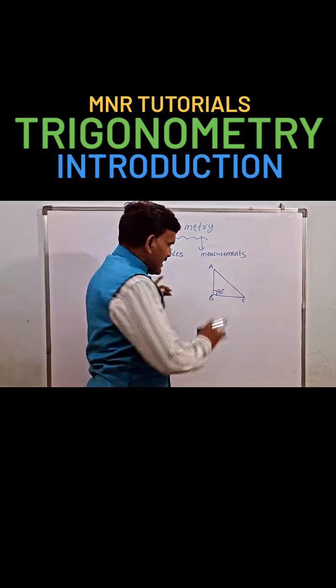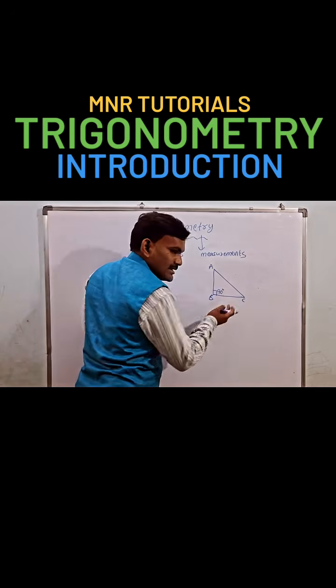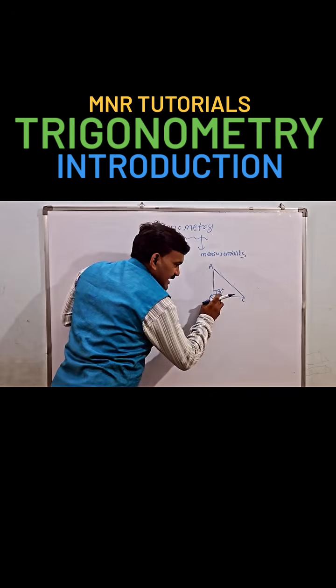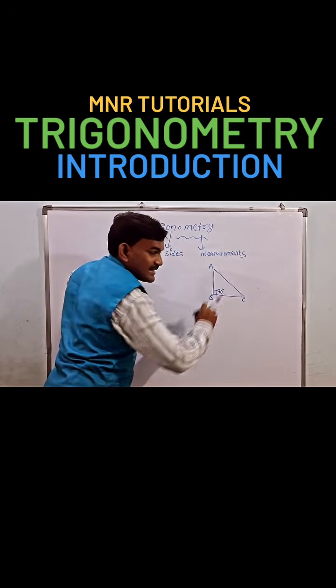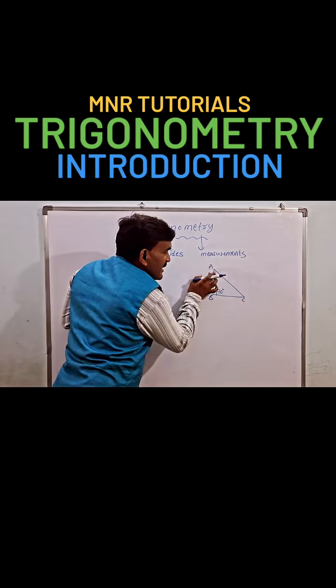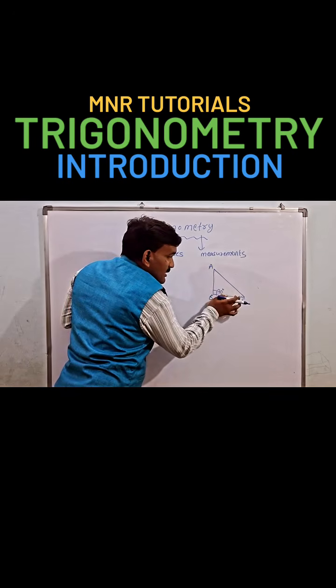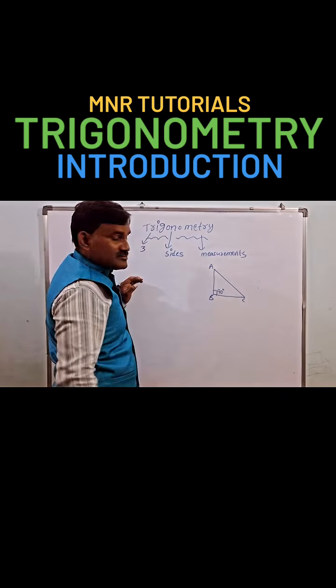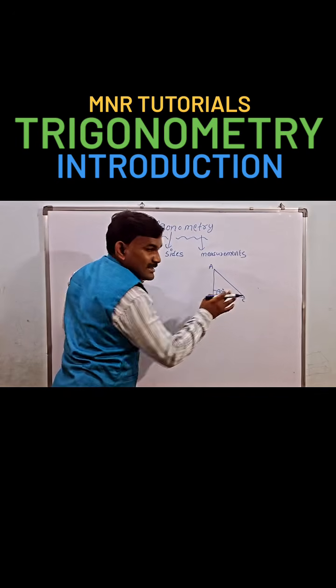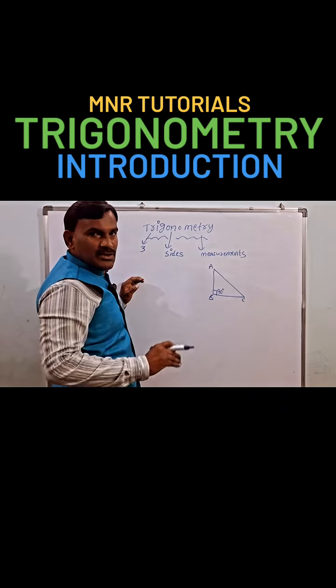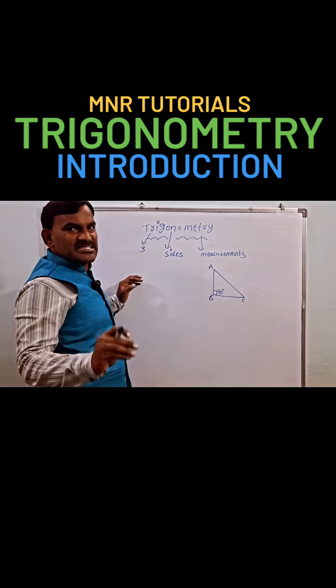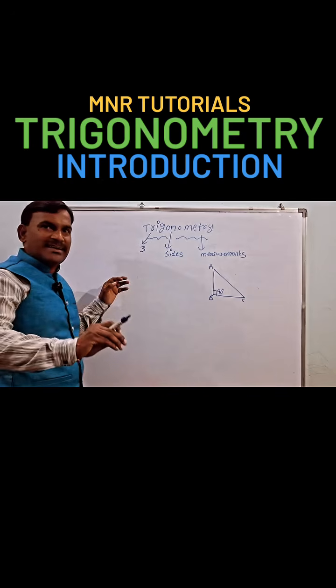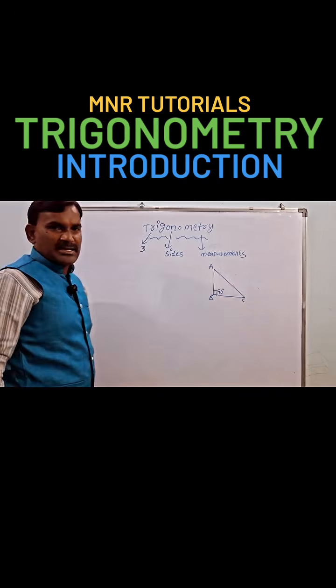Students, I have taken the triangle ABC. Here B is 90 degrees. This is a right angle triangle. The remaining angles, the sum of the acute angles and 90, total 180. So angle A and angle C are both acute angles. What is an acute angle? Whichever angle is below 90 degrees is an acute angle.